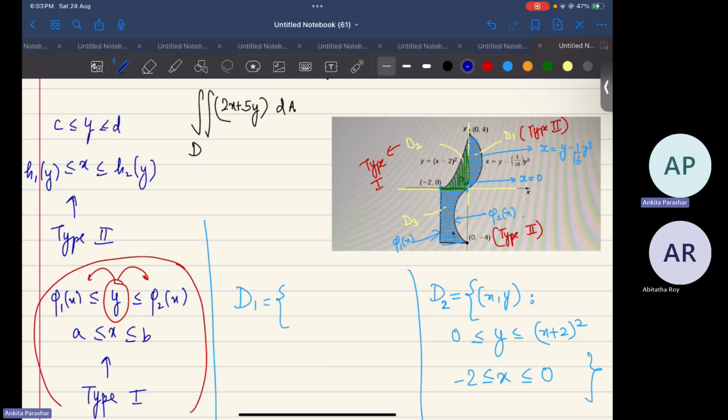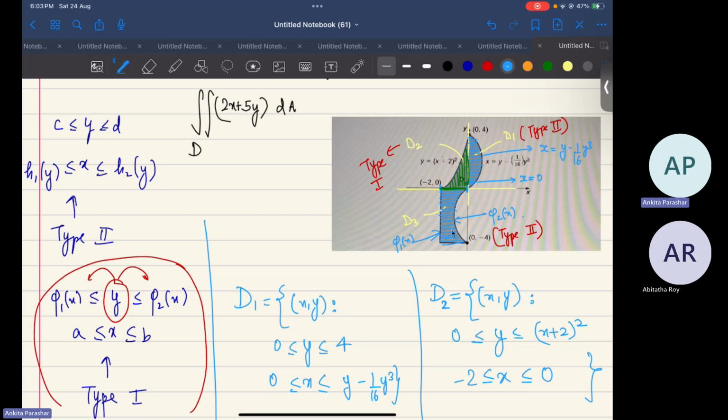Exactly right. This is how we have to see it. And now I think you can write D1. It is all those x and y such that, where does your y lie? y is from 0 to 4, and x lies between 0 and the curve y minus 1 by 16 y cube. This is okay, right?